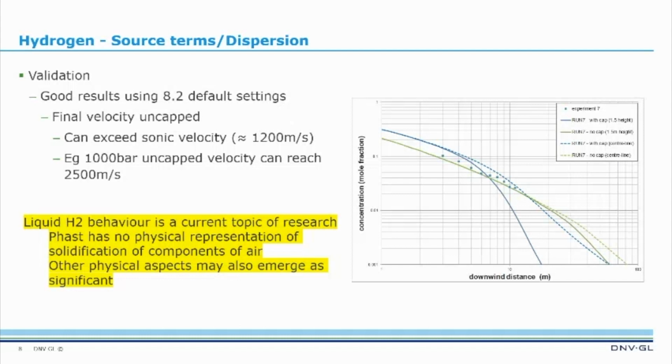Now, in our most recent work, we've looked at different capping options for the final velocity, and we've changed to an uncapped solution. And the reason for that primarily is this validation here. And you can see that the uncapped model predictions, which are in the green lines, are the best with respect to the validation data. So we felt this was strong enough evidence to set this as the default in Phast and Safeti.